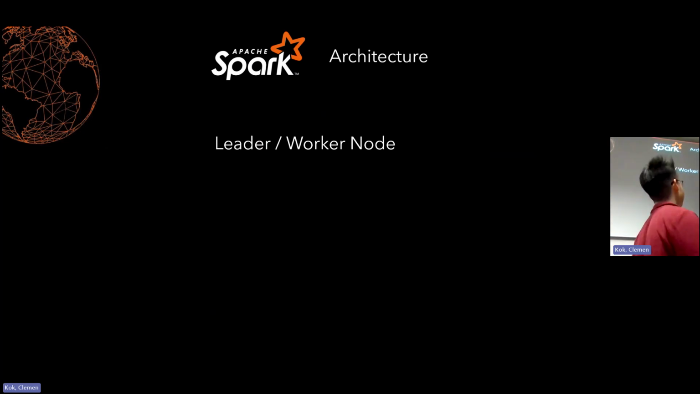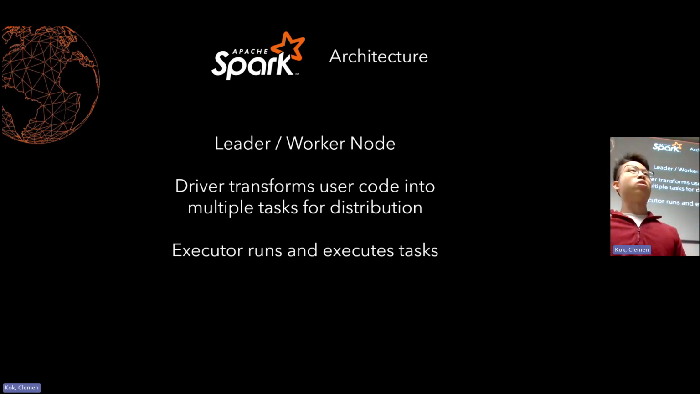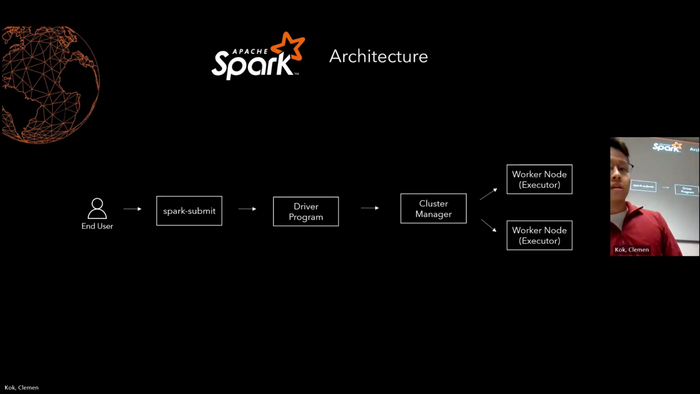Spark's architecture consists of a leader and worker node. It also has a driver, and this driver basically takes code and transforms it into multiple tasks, which can then be distributed amongst the workers. And within those workers, we also have executors that are able to run and execute tasks. So this is the simple structure of Apache Spark. And the part that we really want to focus on understanding first is why Spark is so fast.